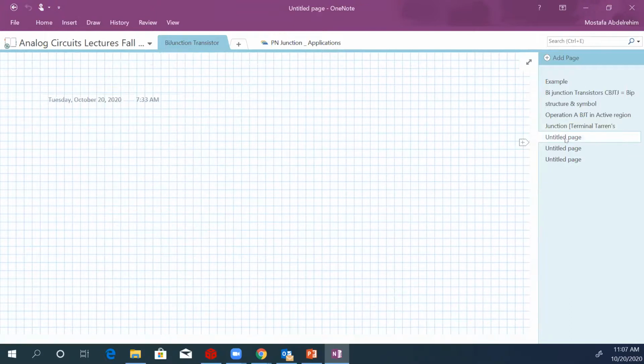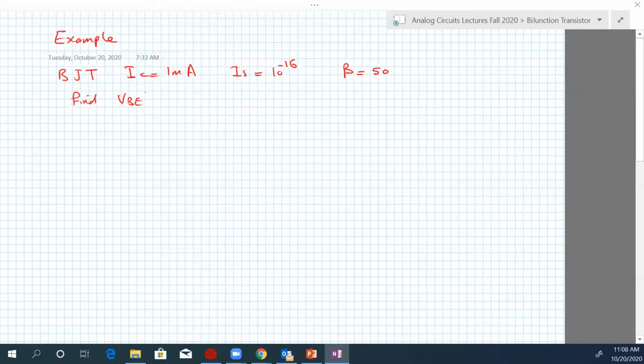just practical applications for this equation, just to train yourself about them. So let's have a small example. We have a BJT transistor with IC equal to 1 milliamp, IS equal to 10 to the power minus 16, beta is 50. Find VBE and IB.